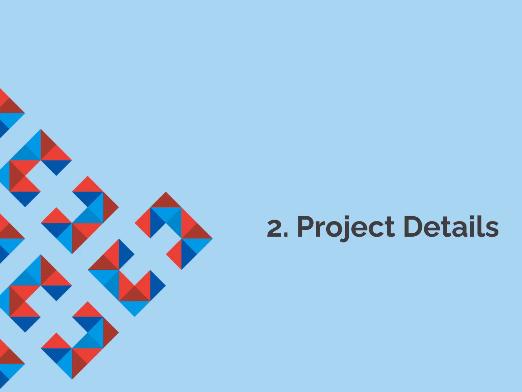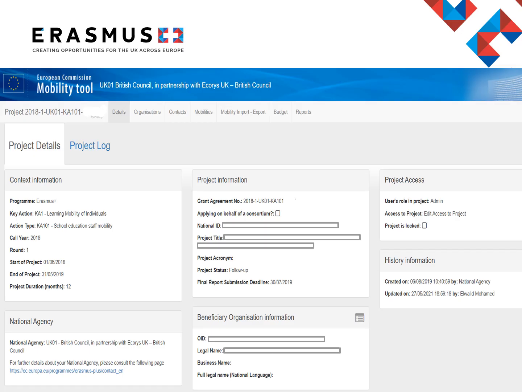The first tab you should look at is the project details. In this tab, you should check your project start and end dates, as well as its duration. You should also check that the OID displayed on the screen and the organizations and project details are correct. You'll not be able to edit this tab, so please get in touch if you find any errors so we can provide further guidance.